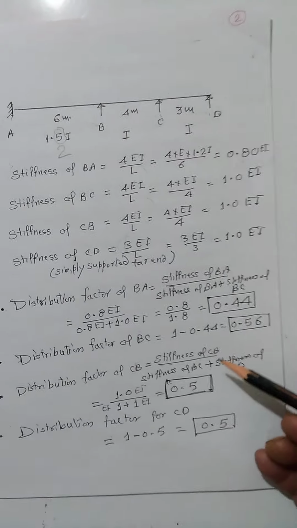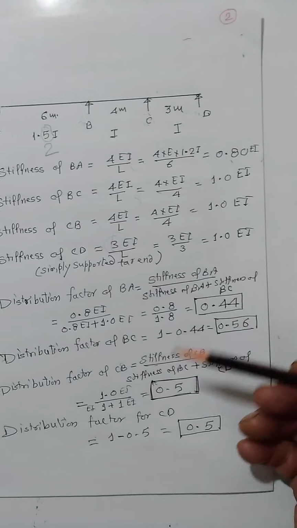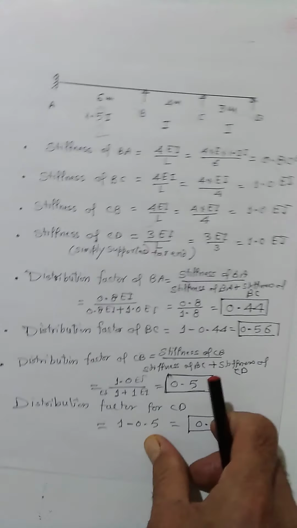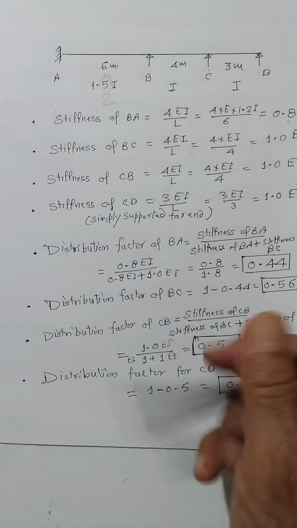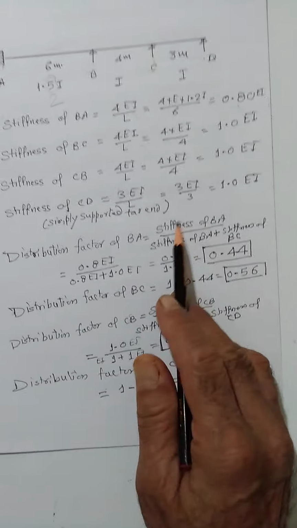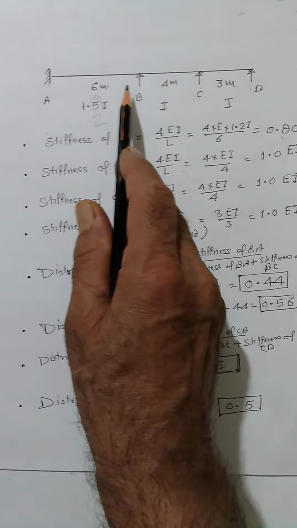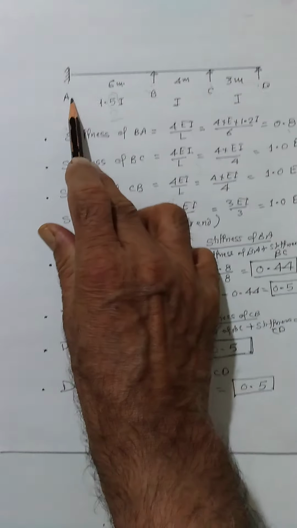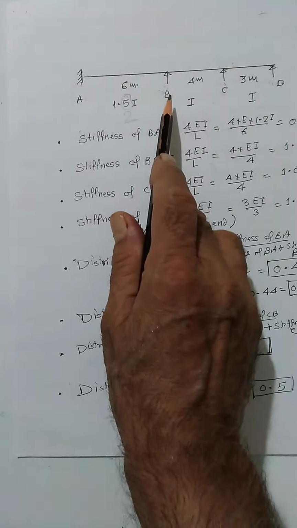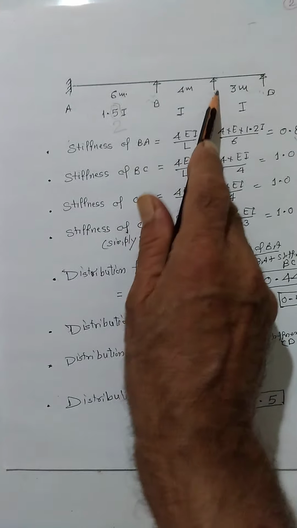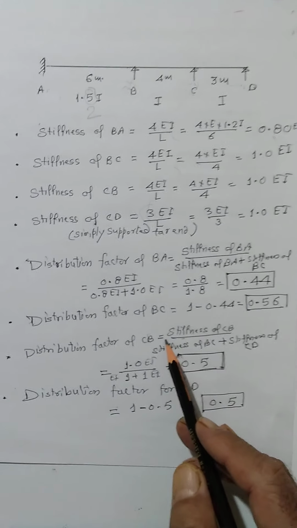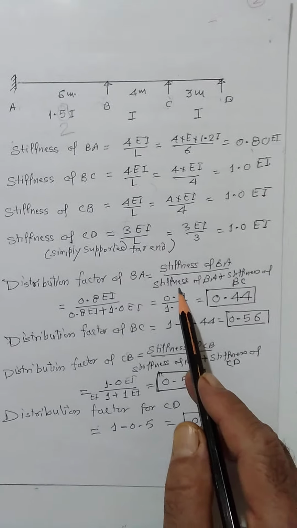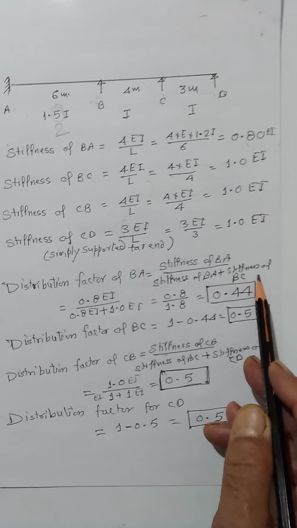Then we will calculate the distribution factor also. To calculate the distribution factor, it is the stiffness of one member upon the sum of the stiffnesses at that joint. Suppose I want to calculate the distribution factor for BA, then it is stiffness of BA upon the sum of stiffness of BA plus BC. I have mentioned over here: distribution factor for BA is equal to stiffness of BA upon stiffness of BA plus stiffness of BC.